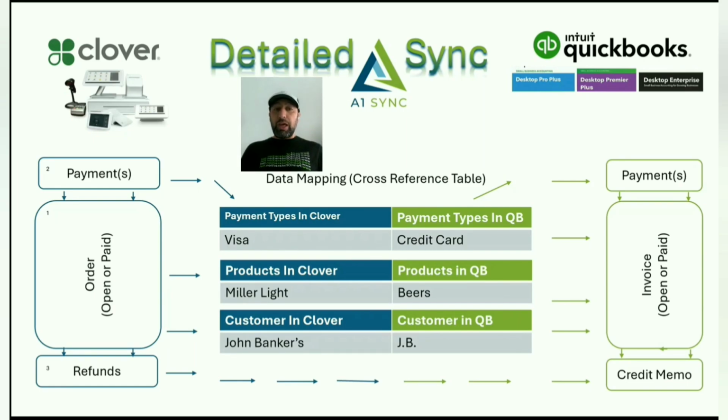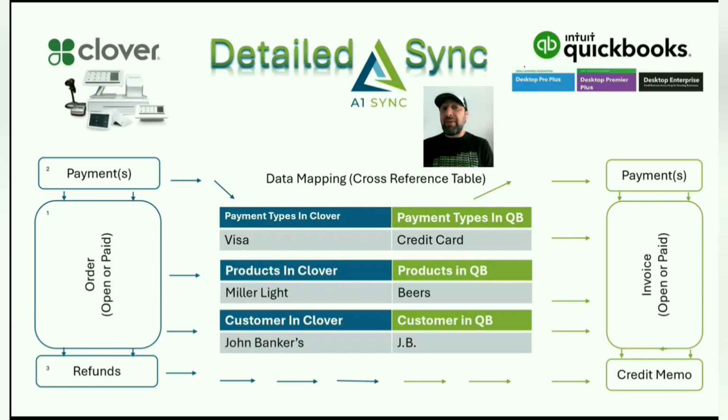You can do that. And so a cross-reference table just sits there and allows the merchant to say John Bankers is JB, and that's it. So now every time an order comes with John Bankers, we know that John Bankers is JB, and that invoice makes it to that customer in QuickBooks, right? So now, so far, we've run the open orders from Clover to QuickBooks, and that process basically happens live, in real time. So for every order that gets created, you get an invoice in QuickBooks.